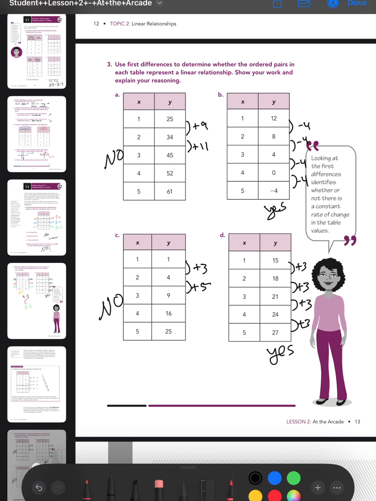All right, so that concludes this lesson looking at linear relationships and tables. So again, we don't necessarily need the graph to find the slope of the line. We can always just look at the table and calculate that change in y over change in x.